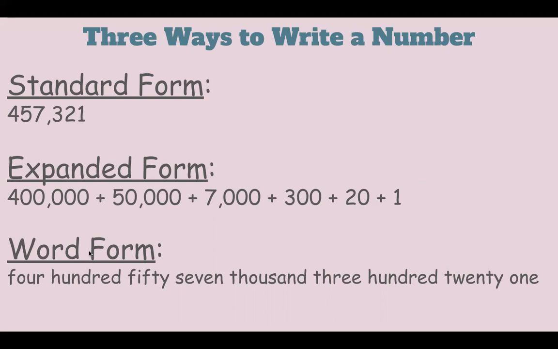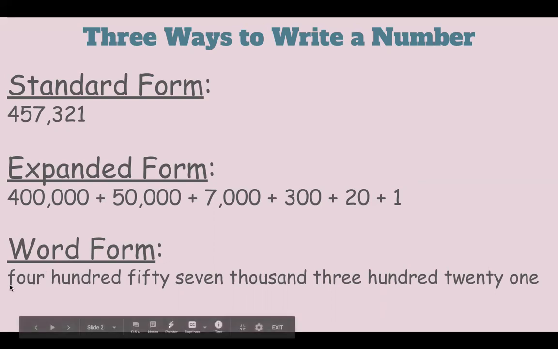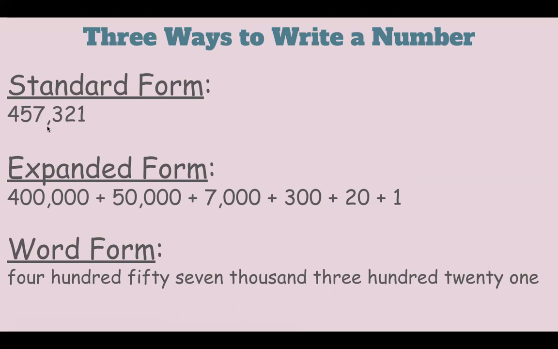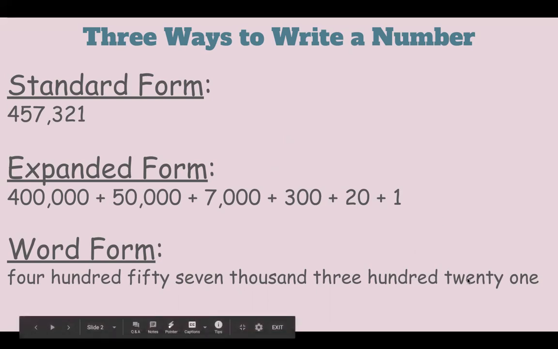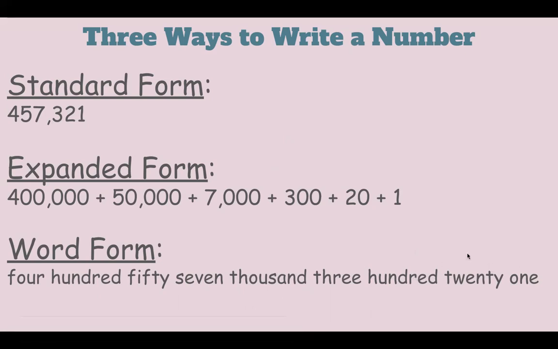Same thing with word form. You want to make sure you keep those numbers in order. So we start again with the 457,000. So that's that first period right here, comma, it goes into the next period, 321. So exactly how you read this number out loud should be how you write it in word form, using that word hundred, using that word thousand. Make sure you're not forgetting those words as well. You're not just writing the digit 457, you know what I mean? You have to actually write the values of those numbers.